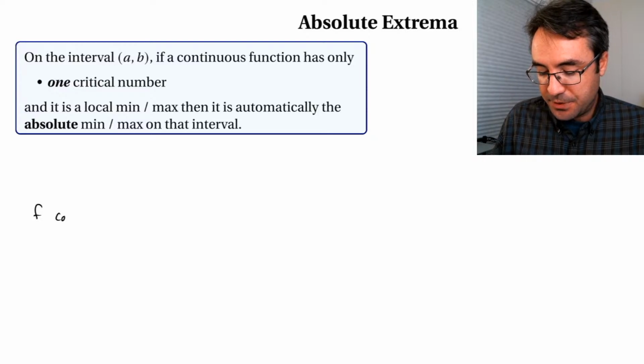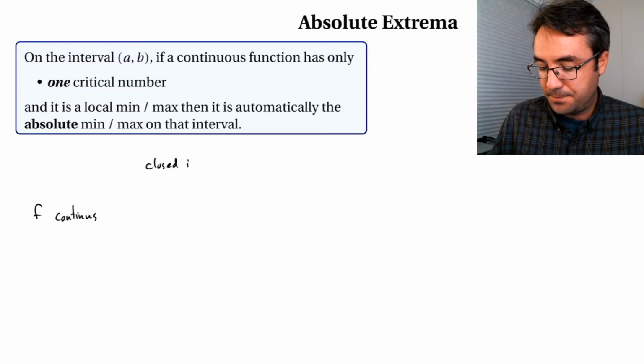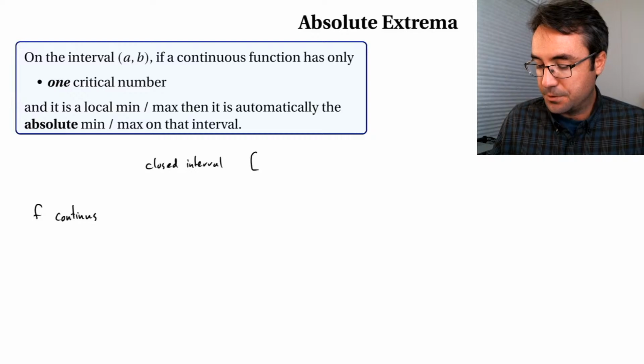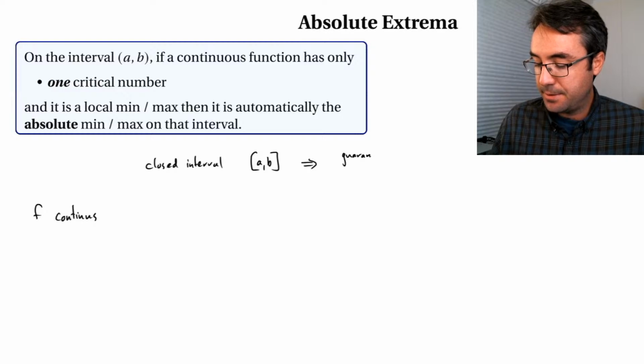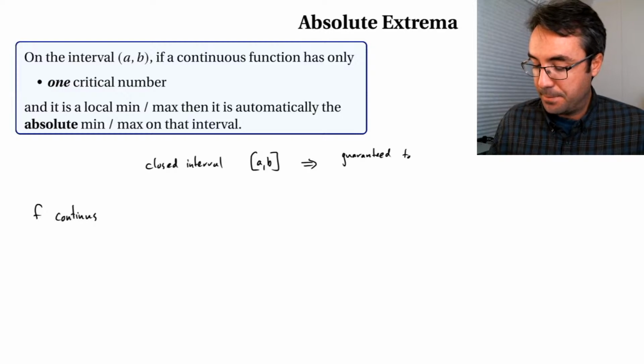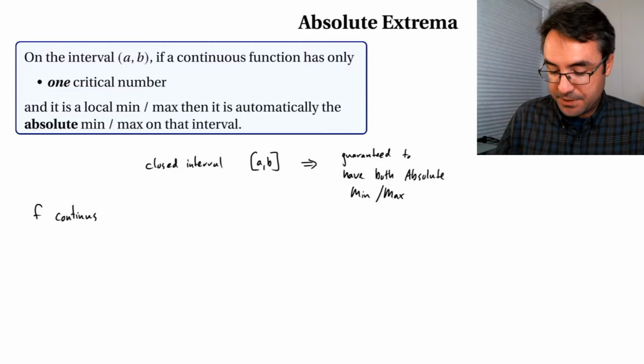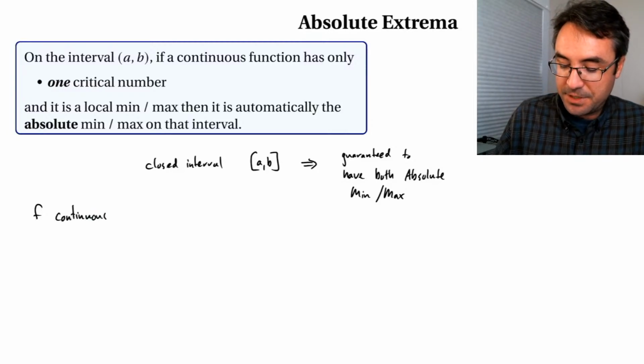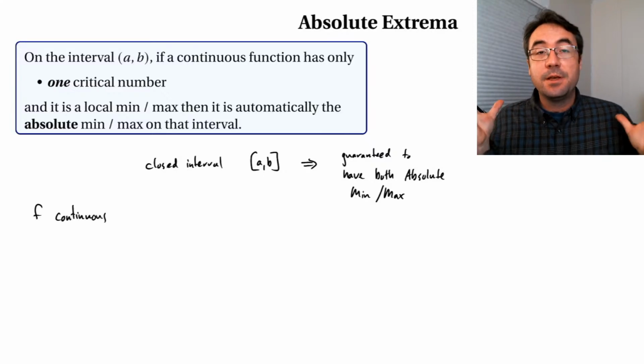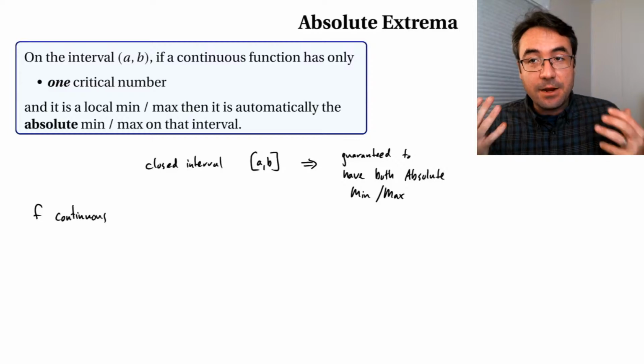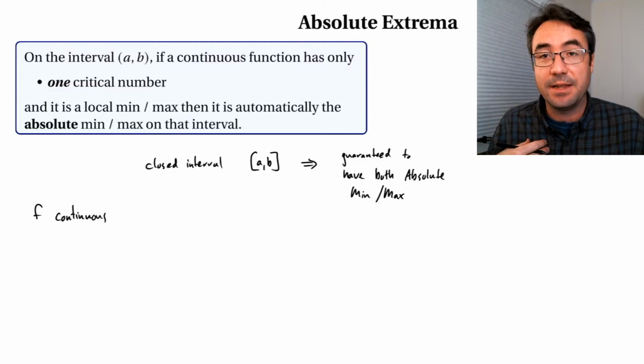So if we have a continuous function f, and we're talking about a closed interval, like the closed interval from A to B, we've looked at this before. We're guaranteed to have both an absolute max and an absolute min. If we have a continuous function defined on a closed interval, the extreme value theorem, our closed interval method, guarantees that we have both an absolute min and max on that interval.